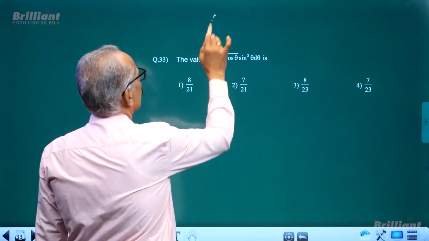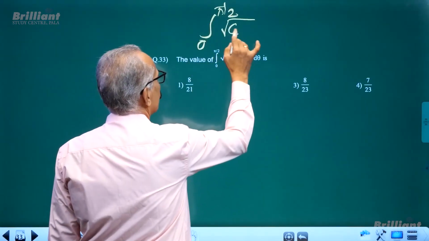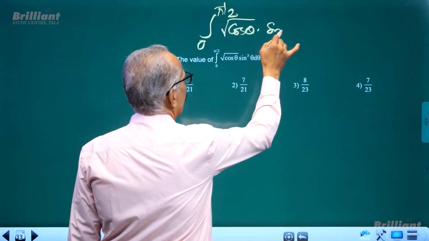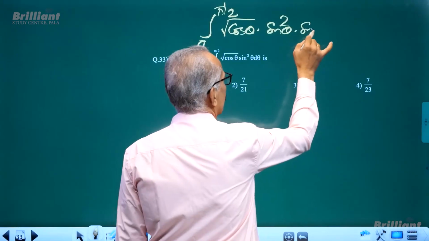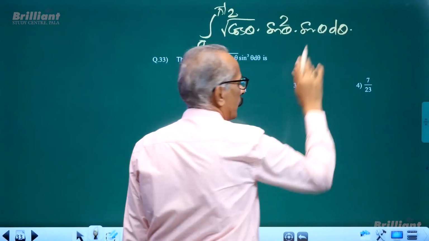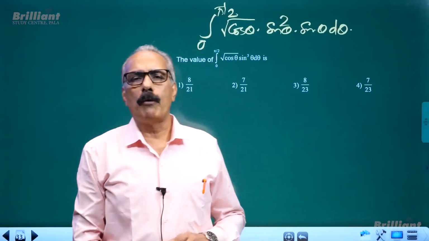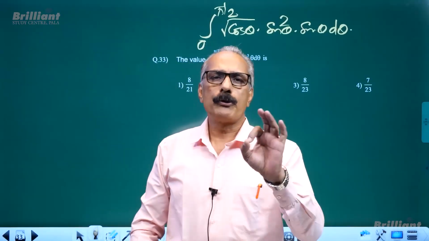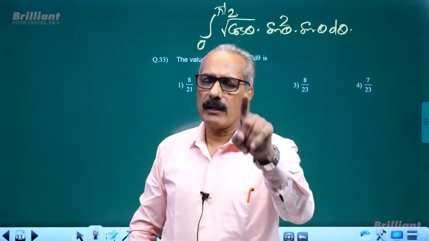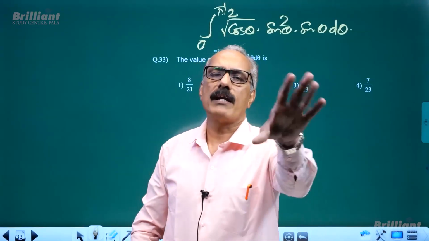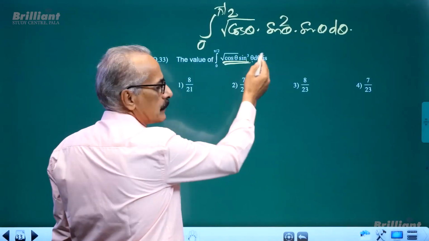The value of this is the integral 0 to pi by 2 of root over cos theta into sine cube theta. I write sine cube theta as sine square theta into sine theta d theta. Now I always say, to do the integration problem, remember my words: put your difficulty equal to t. Look at the integrand, find out your difficulty, put that difficulty equal to t.